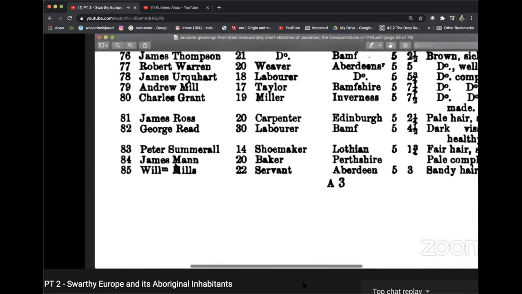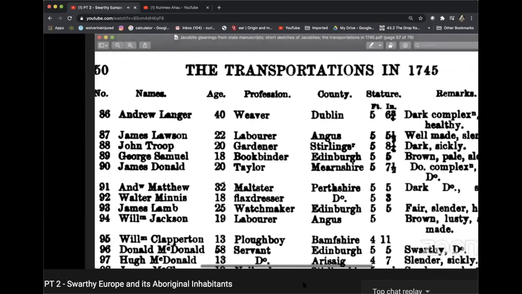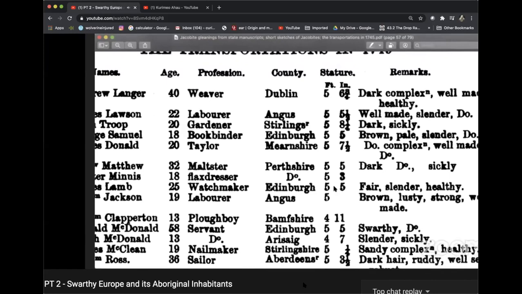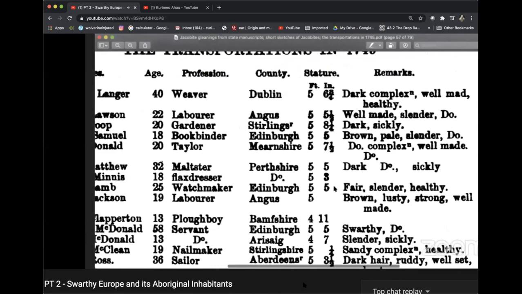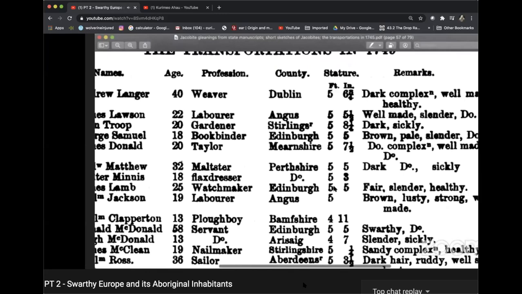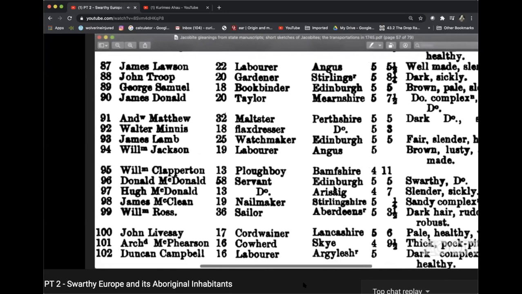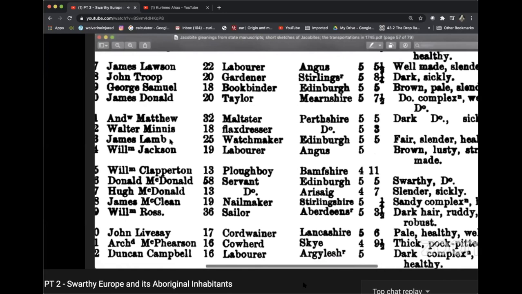And the list continues. There's a long list here. Remember how much they had? Dark complexion. So what is the pattern we're seeing here, if anybody has noticed already? I would ask my daughter what the pattern is, and she would say, they're all dark, they're all brown. Yes, exactly. It's a majority of dark complexion people here. Brown complexion, swarthy, brown. Look at the names: James Lawson, John True, George Samuel, James Donald, Andrew Matthew, Walter Minnis, James Lamb. So you think these people are African? Is that what you're saying?